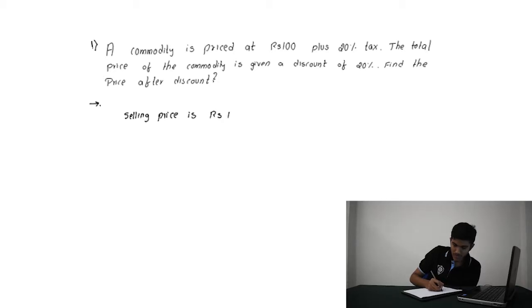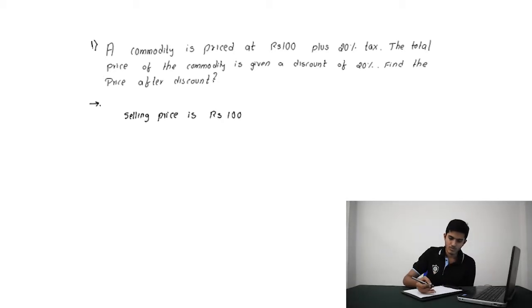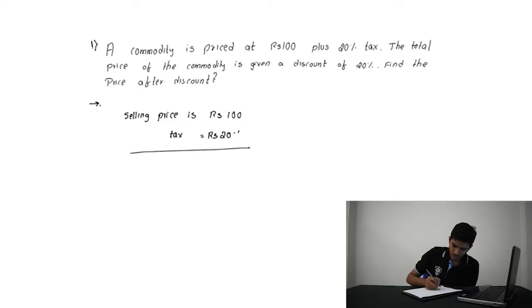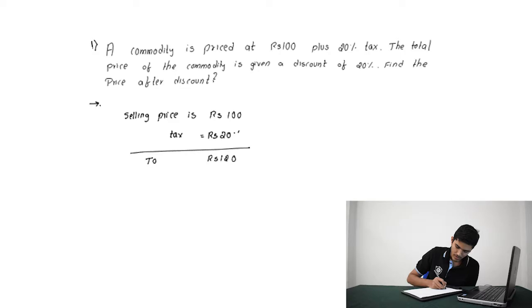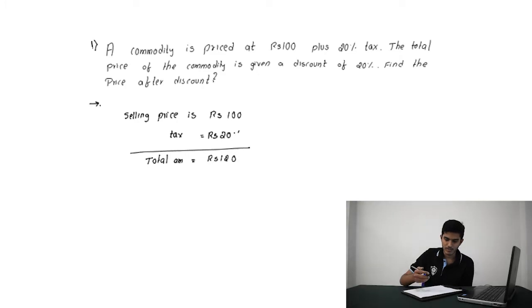is rupees 100. So now it is taxed at 20%. So 20% of 100 rupees will be 20 rupees. So we have totally 120 rupees. So now this total amount is given a discount of 20%. So now we'll calculate what the actual discount is going to be. So 20% of 120 you have to calculate, not 100. So this is the main point.